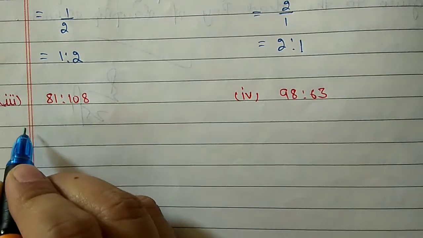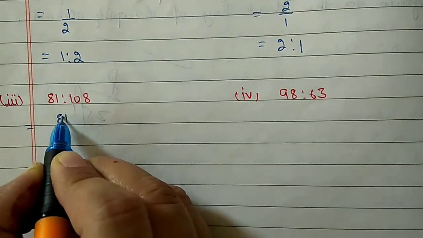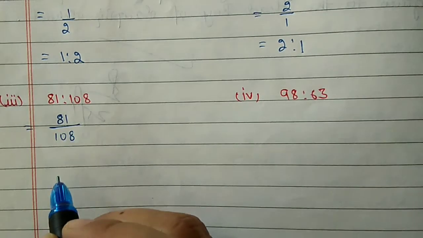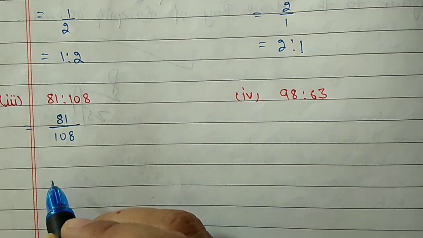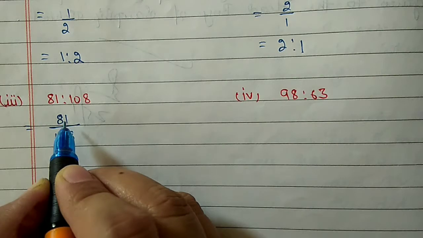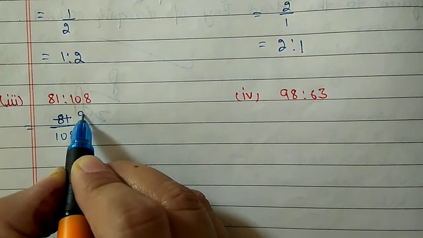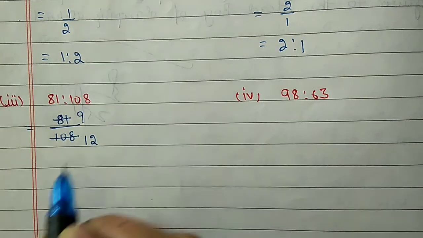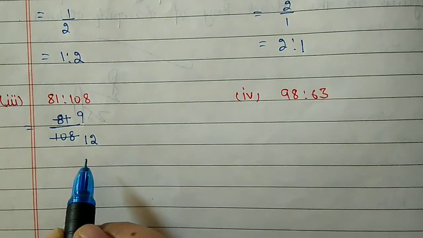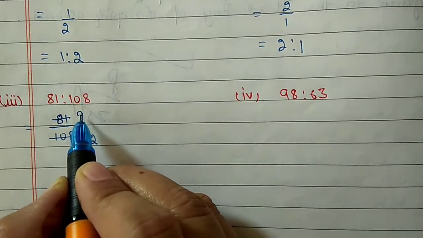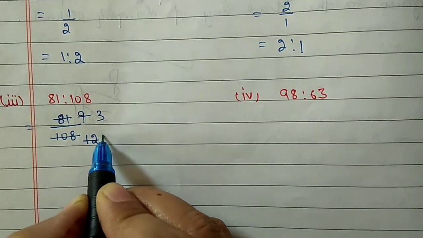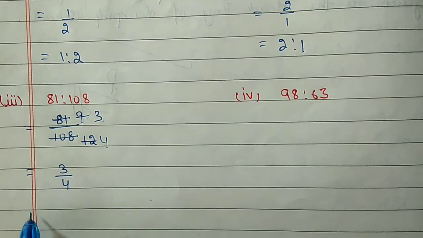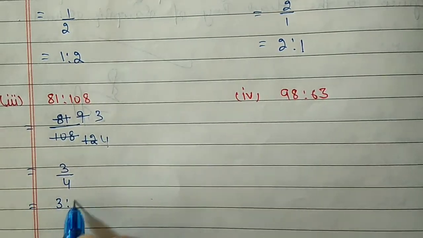Third part, 81 ratio 108. So write it like this. After that, do the cancellation. You can cancel it by 3 table. You can cancel it by 9 table. So I am cancelling here by 9 table. 9 9s are 81. Then 9 1s are 9 and 9 2s are 18. After this, now with the help of 3 table, I can cancel. 3 3s are 9 and 3 4s are 12. So I have 3 by 4, which I can write 3 ratio 4.